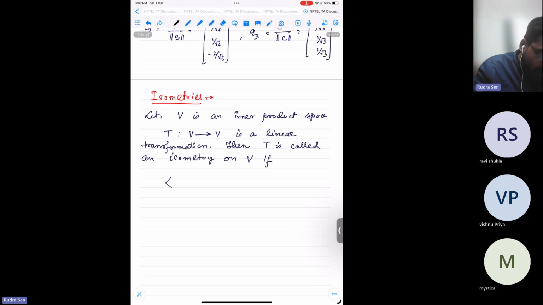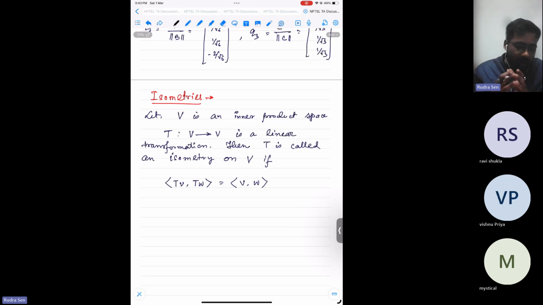we have two vectors V and W, and we take an inner product. We denote this with brackets, which is simply V and W. If we take an inner product of these two vectors, and an inner product after transformation of those vectors, and the values are the same, then it is called an isometry. That means this map preserves the angles between the vectors.